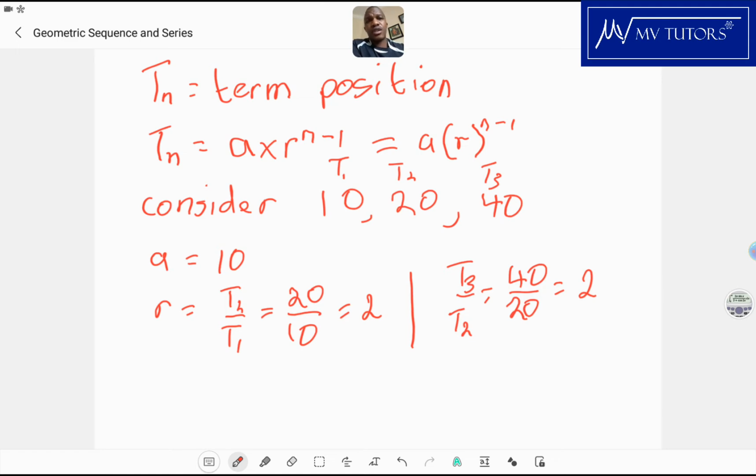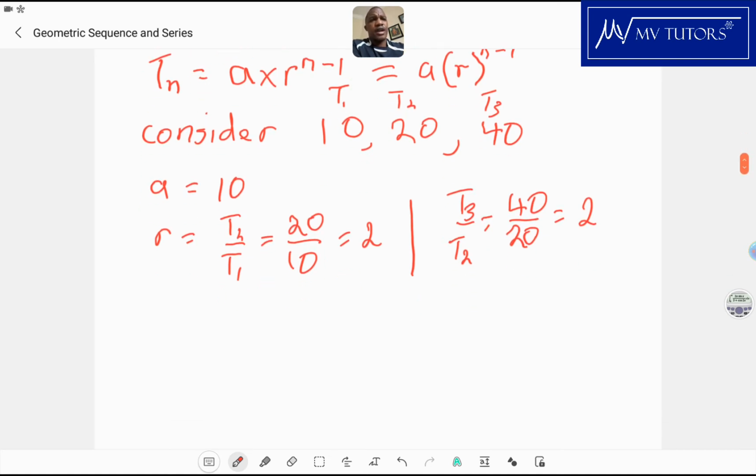I just did it in the interest of confirming that it really is 2. Okay, now that you have these two, you are ready to write your general formula, which, as you can see, I prefer in this method. Let me just say A R^(n-1).